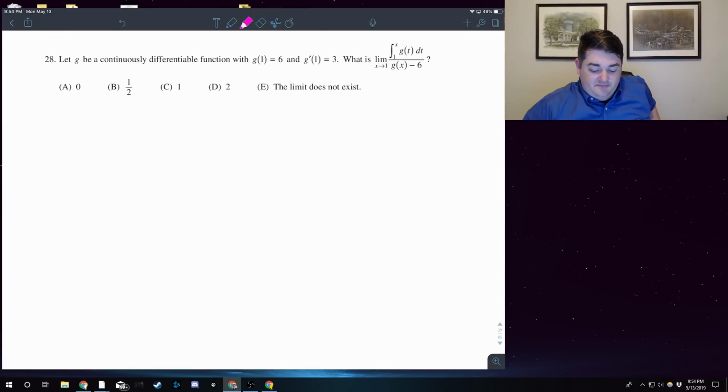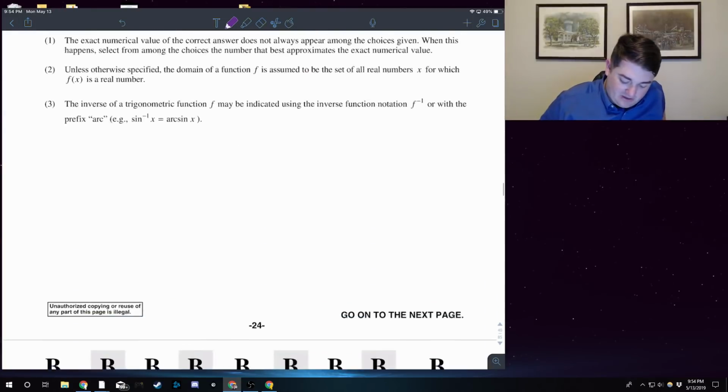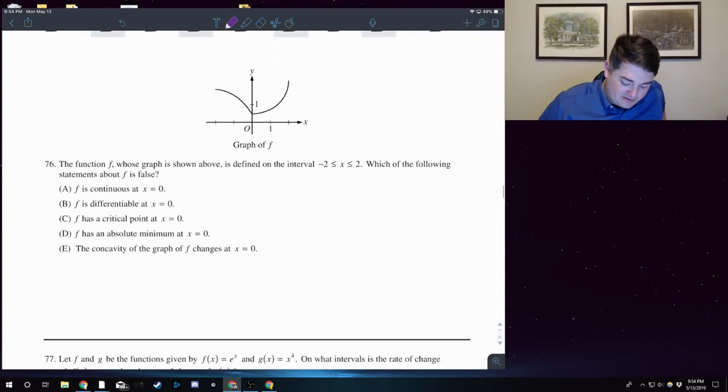28, I don't feel the need to work this, but take a quick look at it. It's a limit. When you see a limit on the AP exam, you should be very suspicious that it's L'Hopital's rule. And this one is. Because when you plug in 1, you get 0 on top, and you get 0 on bottom. So you should be aware of that. Alright, still going through looking for some of those interesting problems.